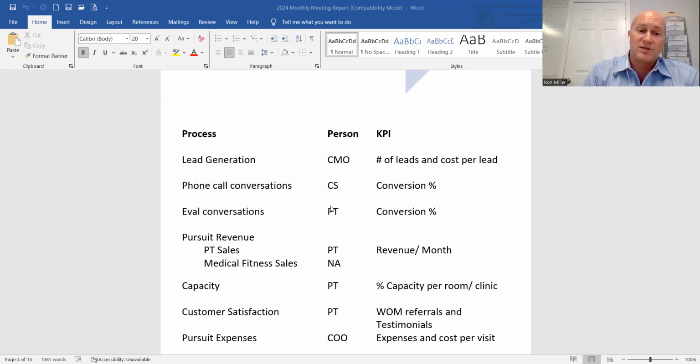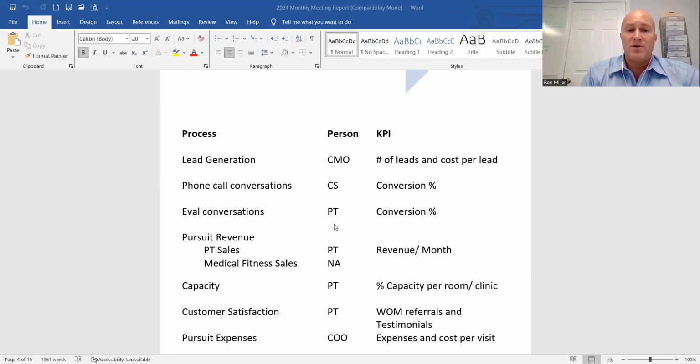So then the third step is going to be the eval conversion rate. That's up to the physiotherapist to do. It's like, out of 10 evals coming in, what percentage actually convert to a paying patient? Most of the time we average between 80 to 90% conversion rate.